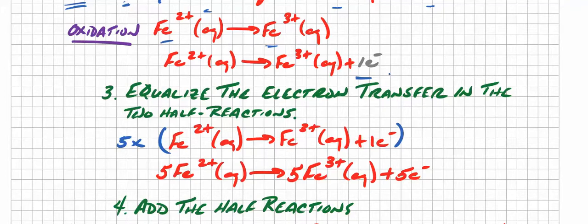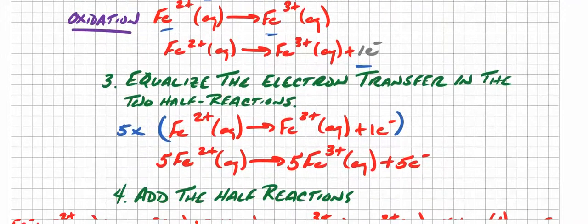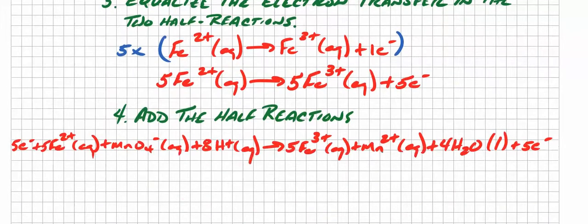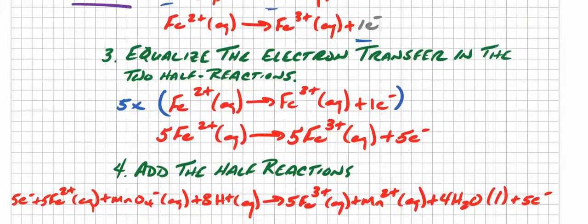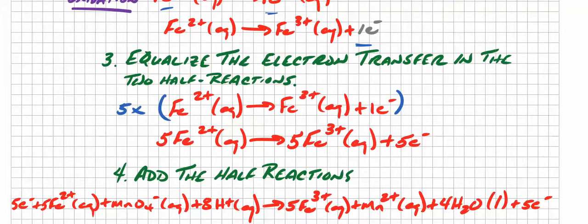Now, let's take a look at the next step. In the next step, I'm going to need to equalize the electron transfer for the oxidation and the reduction, right? So let's take a look at the oxidation. In the oxidation, I went from +2 to +3. I added an electron, but I need 5 electrons. So I'm going to multiply the oxidation by 5. That's going to give me 5 Fe2+, yielding 5 Fe3+, and 5 electrons. So now I've got an equal number of electrons on both sides.